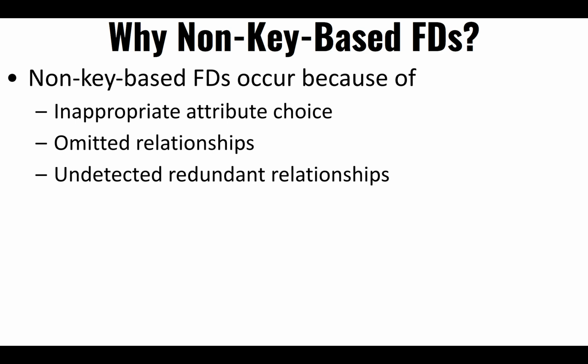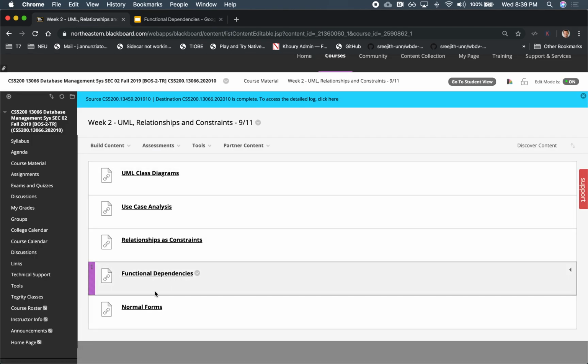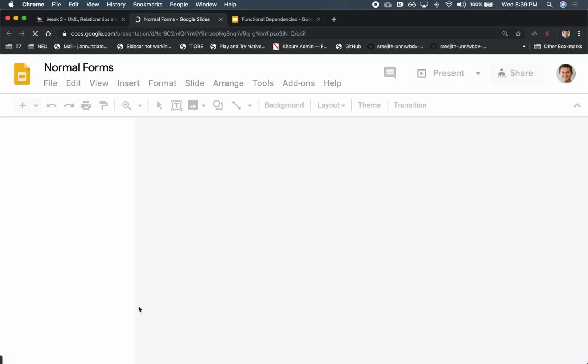Why do these non-key based dependencies occur? It's because we forgot to remove a bad relationship, a redundant relationship, and they make their way into the relational model. So let's look at normal forms.